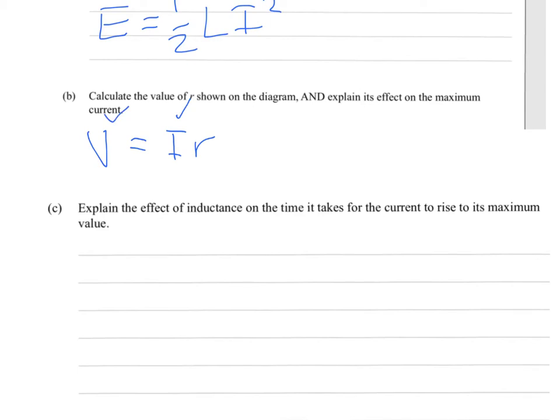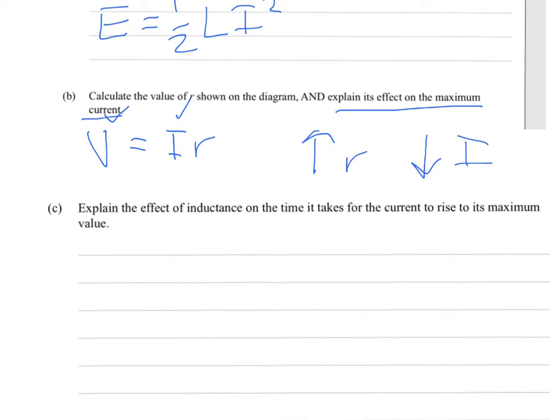Explain its effect on the maximum current. Nearly missed that part. So the larger the resistance, the lower the maximum current will be. That's kind of the obvious statement.